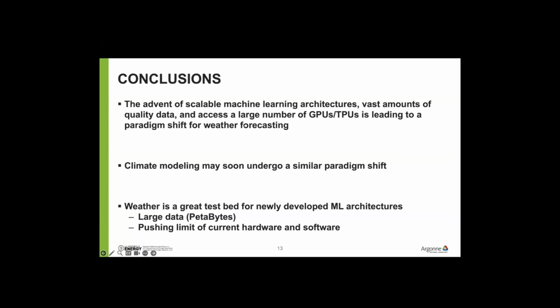And for those who are interested in trying to tackle these really at the edge problems, weather is actually a great test bed for newly developed machine learning architectures. There's large, high quality data on the order of petabytes. And as I mentioned, with the large number of channels and very large image sizes and a very difficult task, this actually pushes the limit to what current hardware and software can do.